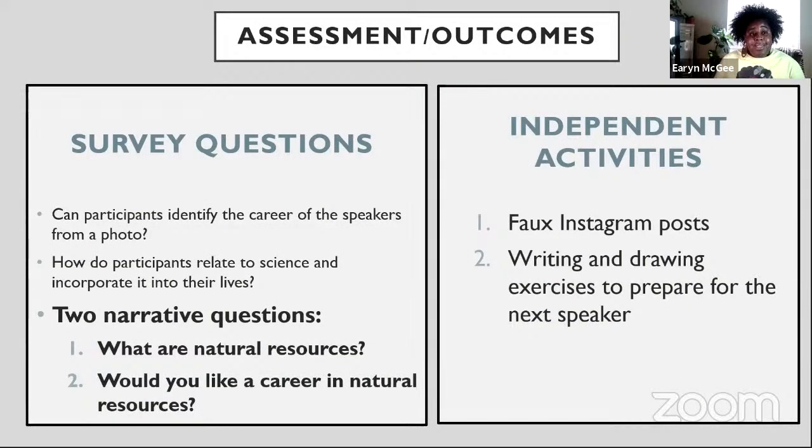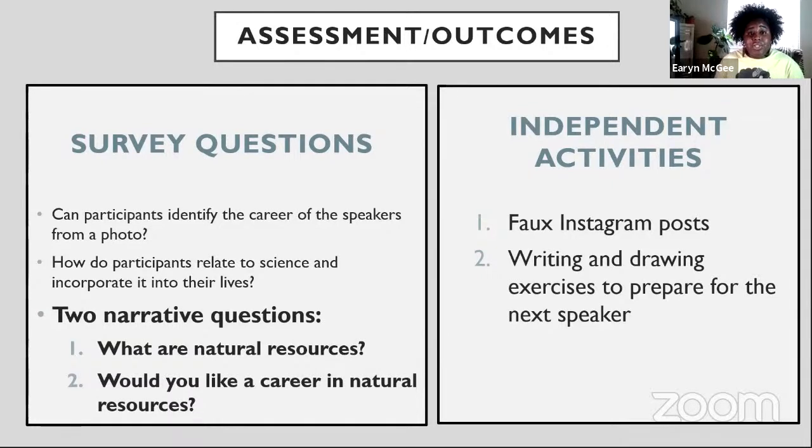So at the beginning and the end of the program, we gave them a survey, and we wanted to see if participants could identify the career of speakers from a photo. How do participants relate themselves to science and incorporate it into their lives? And we asked them 2 narrative questions. What are natural resources, and would you like a career in natural resources? So we're only going to focus on the narrative questions in this presentation. However, if you're interested in the other 2 parts of the survey, I welcome you to read my dissertation.